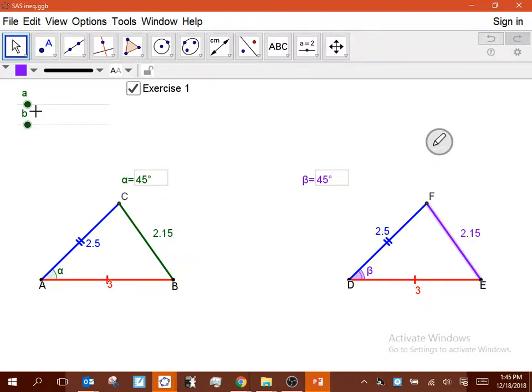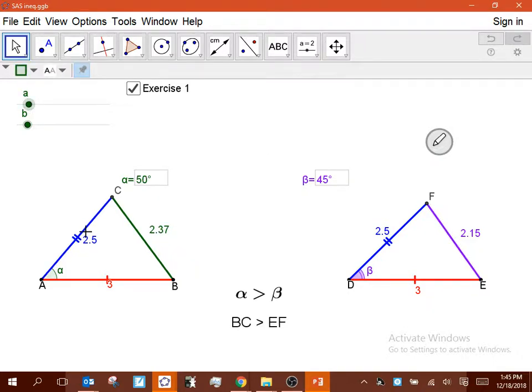Let's change this alpha. Let's change it to 50. If I change it to 50, now we have side angle side inequality, right? This angle alpha and that angle beta are different in that relationship. The green one is bigger than the purple one. Therefore, when I look opposite alpha, 2.37 has to be bigger than the 2.15. Does that make sense? Okay?